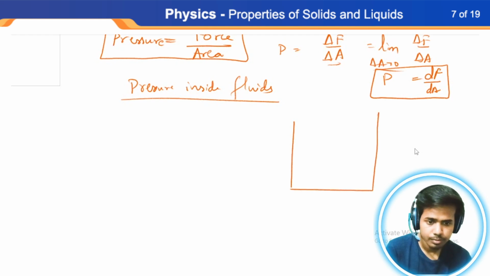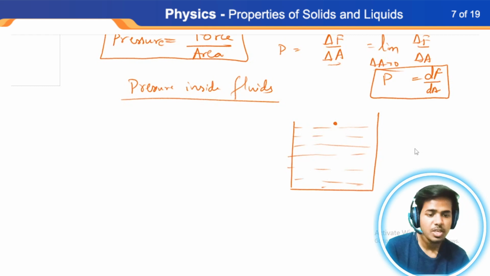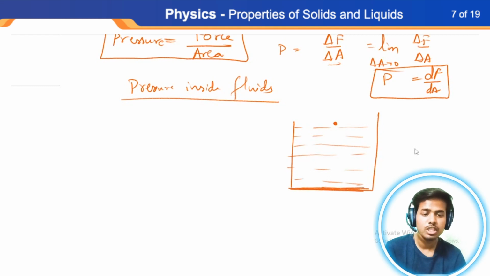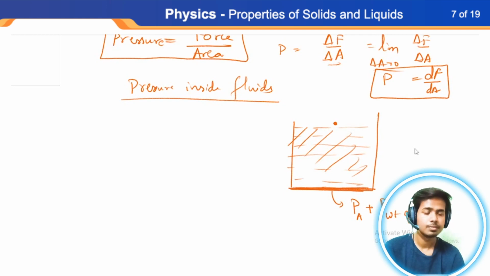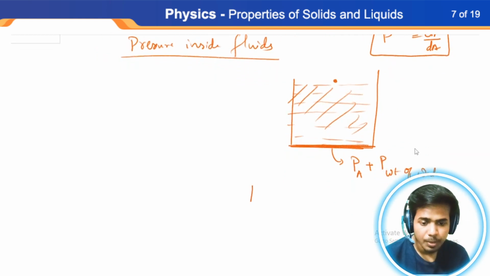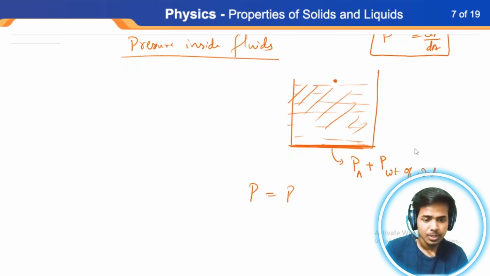Let's say you have this flask full of water. The pressure on this point must be equal to atmospheric pressure, right? But let's say you talk about the pressure at depth, it will actually be holding up the atmospheric pressure plus the pressure due to the weight of the water, right? The weight of the whole water getting distributed over this area. When you simplify it, the pressure actually becomes P naught plus rho gh.